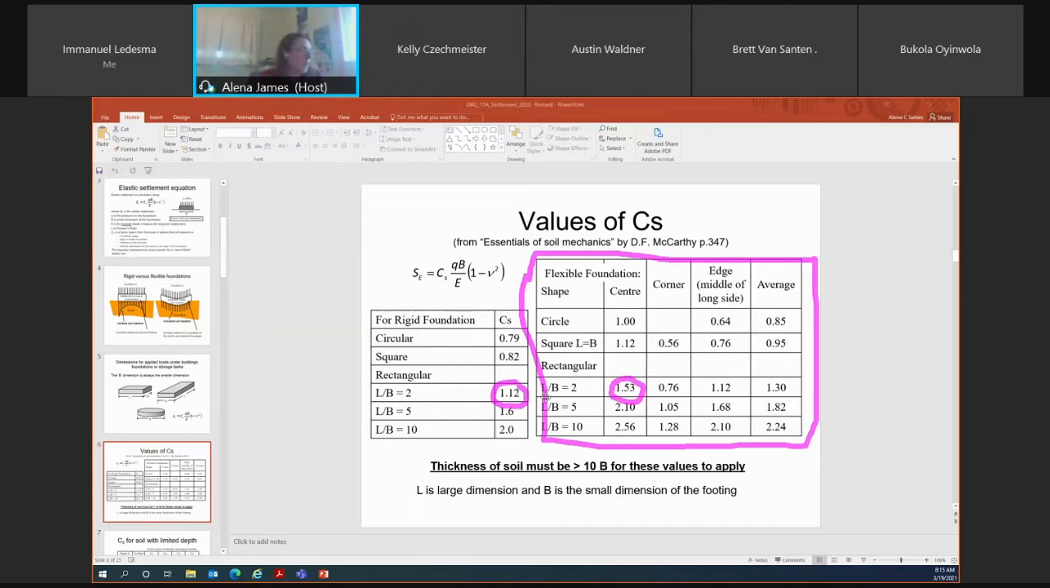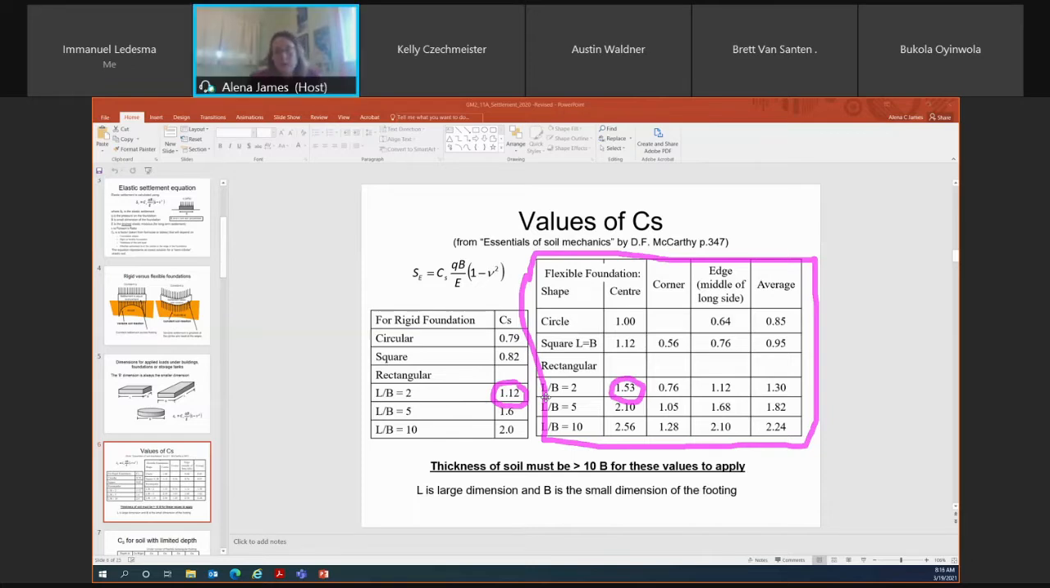The one catch with these two tables is that there is an assumption that the thickness of the soil layer beneath the foundation area is greater than 10 times B for these values to apply. So say, for example, I had a foundation width of 2 meters. Then to use these charts, the thickness of my soil layer would have to be at least 20 meters beneath my foundation area. So that is the one catch for using these tables.